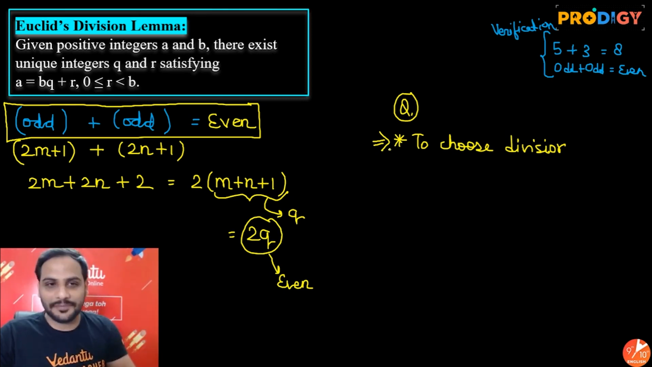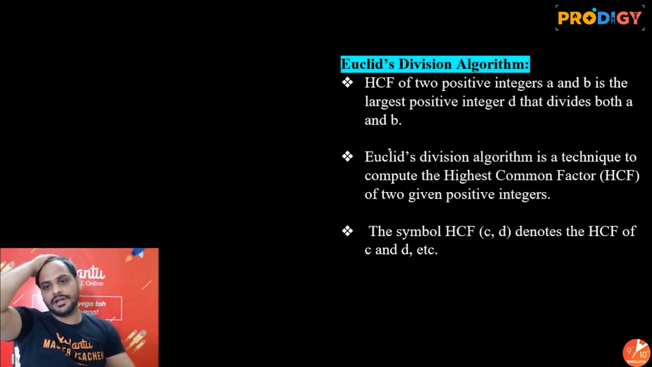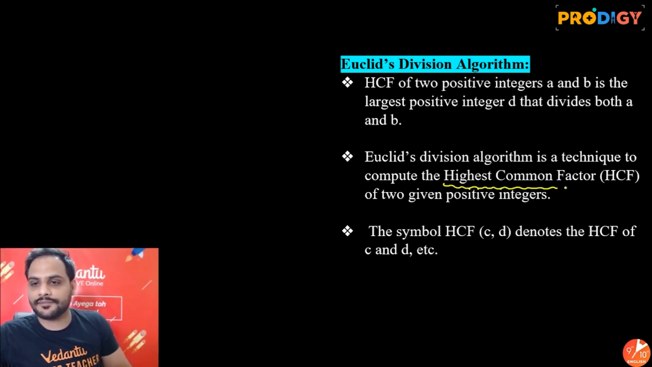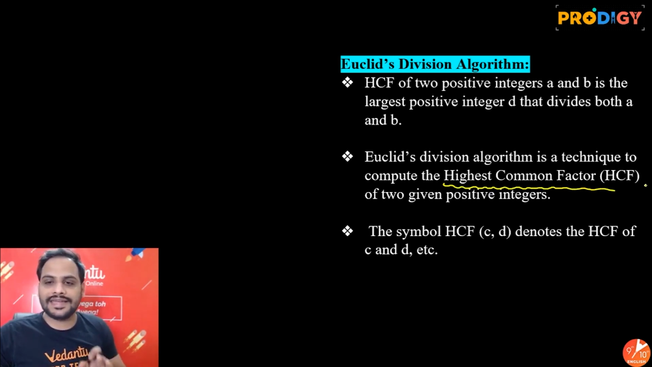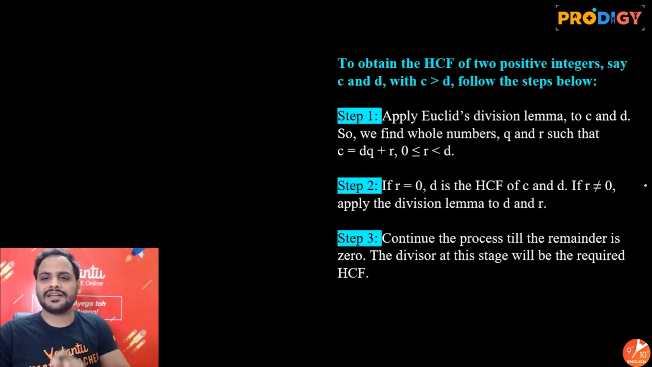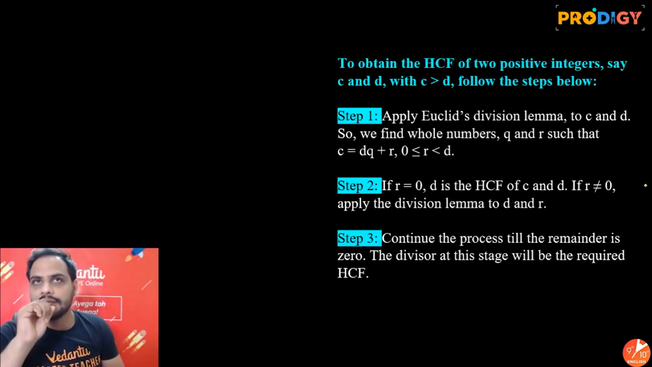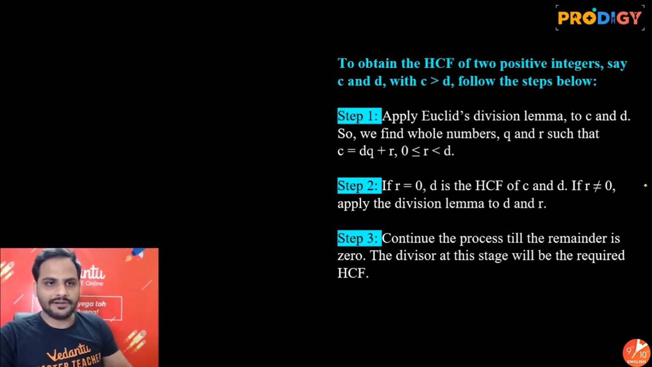Now coming to the next topic, that is Euclid's division algorithm. Euclid's division algorithm is a very easy method to find out the HCF. It is a technique to find out the HCF, highest common factor. Method is very easy. Let me show you with the help of an example. The example which I want to give you, let's say, is 12 and 42.